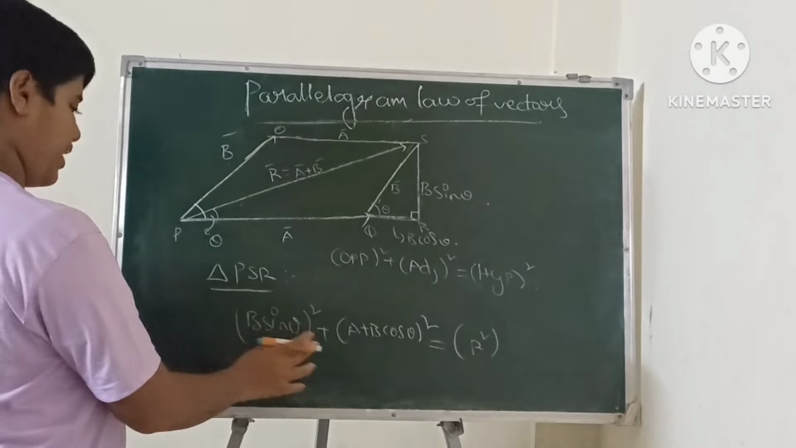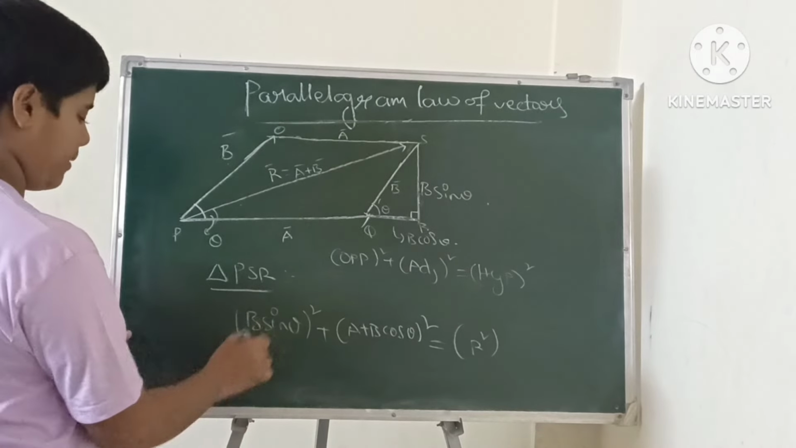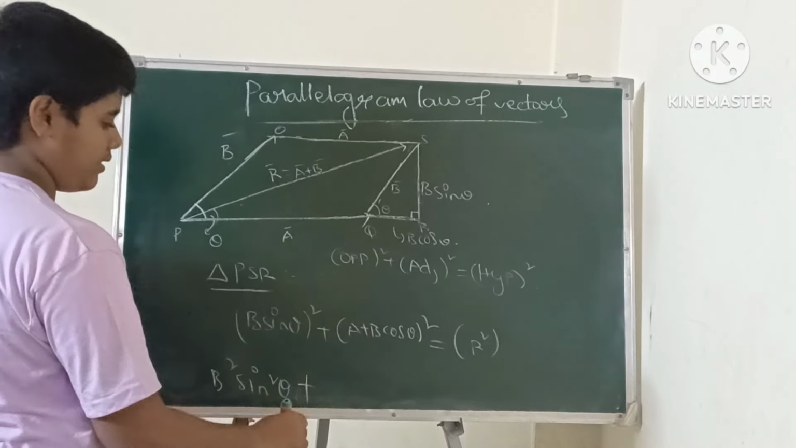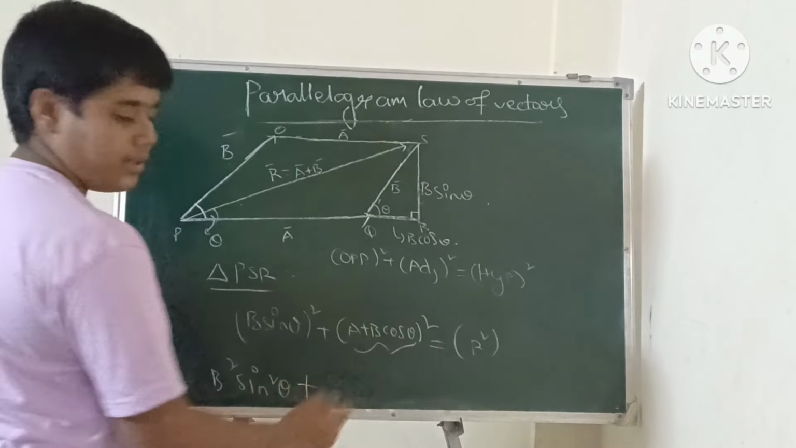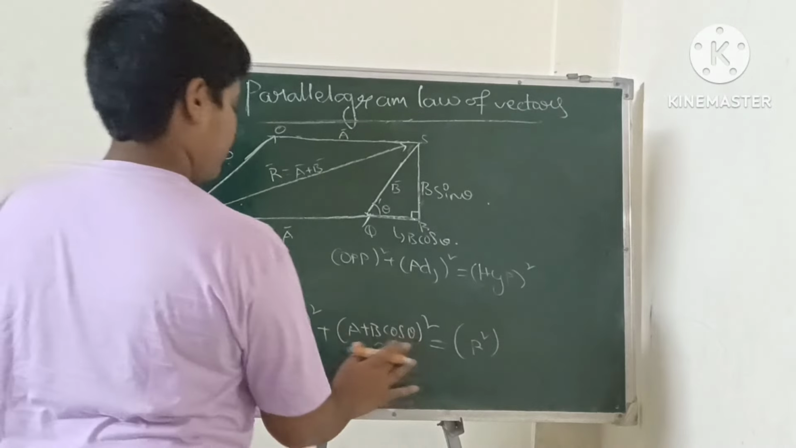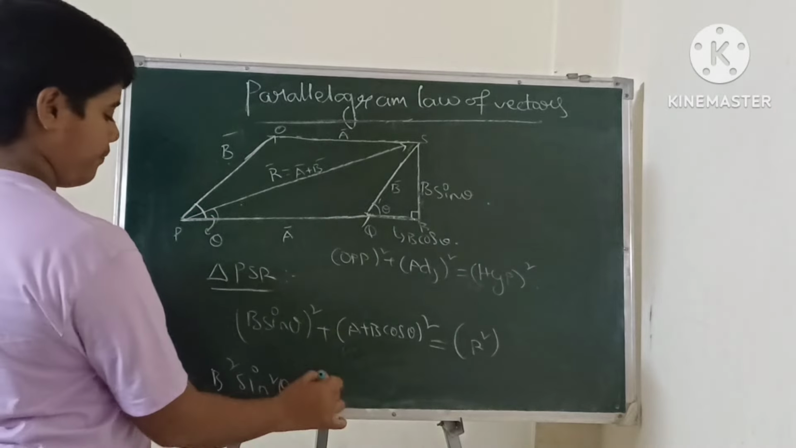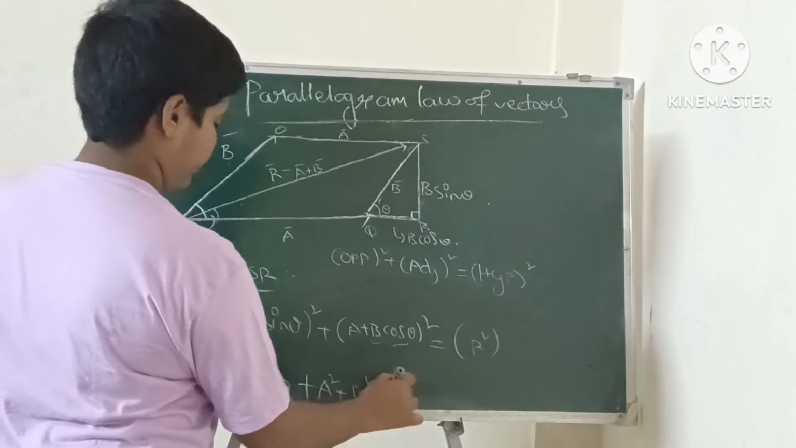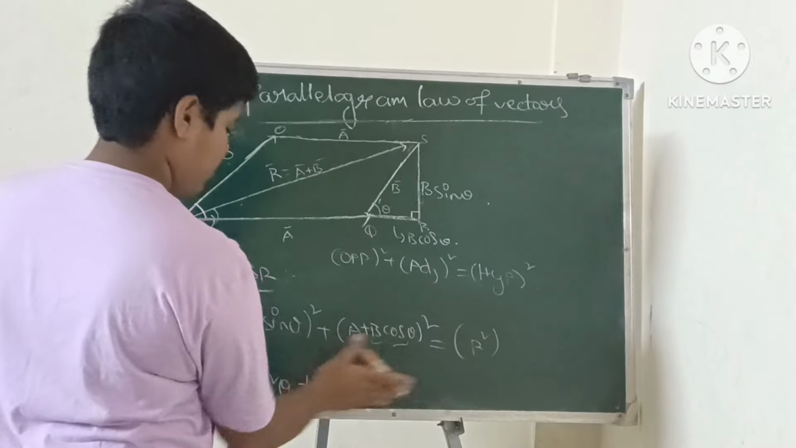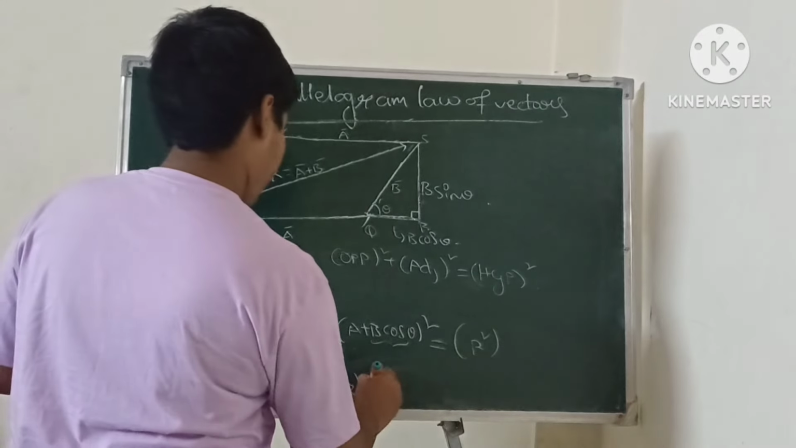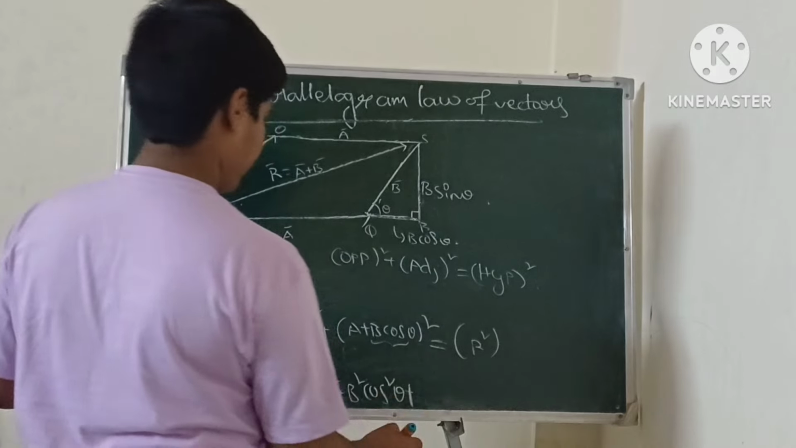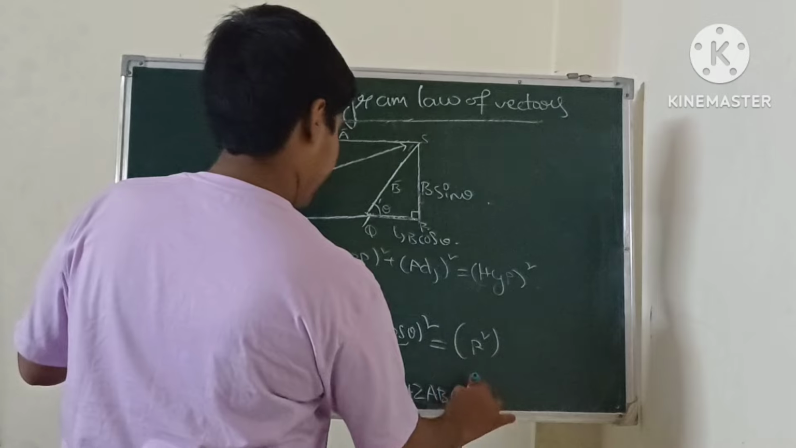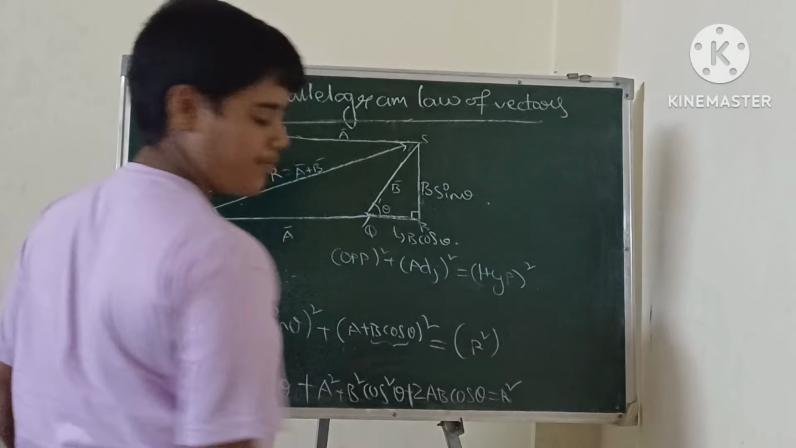Okay. So if you expand these two equations, it becomes B square sin square theta plus, this is in the form of (A plus B) whole square. So from (A plus B) whole square, A square, this is B square cos square theta plus 2AB cos theta is equal to R square.